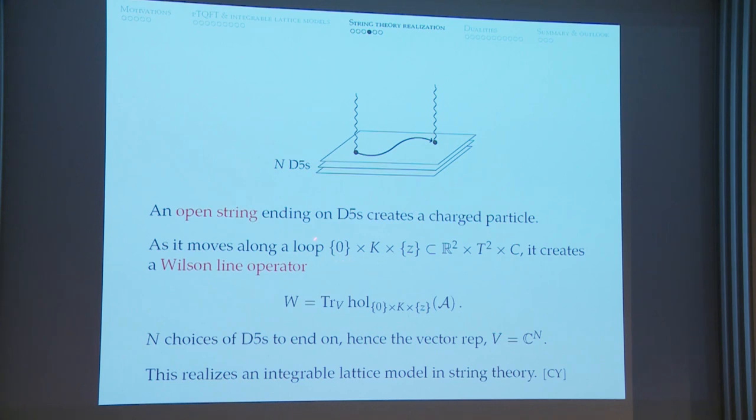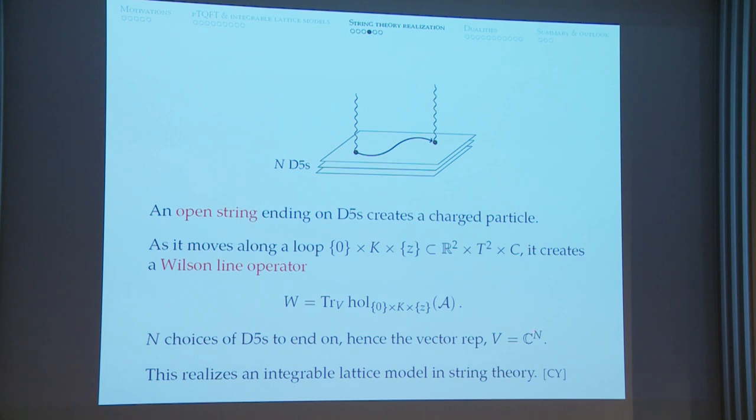So the Wilson line in the six-dimensional spacetime lives at the origin of R2, on some one-cycle K in the torus, and it also sits at some point on this holomorphic curve C. Okay, so we can create a Wilson line like this. And this Wilson line is in the vector representation of the gauge group, because there are N choices of D5 branes for each open string to end on. So that corresponds to the vector representation.